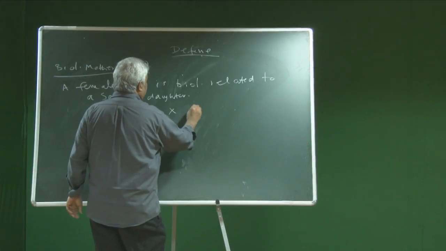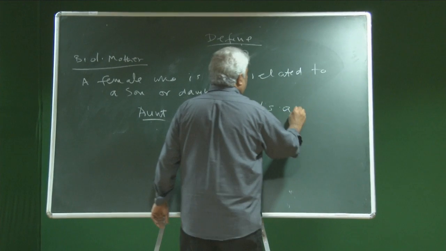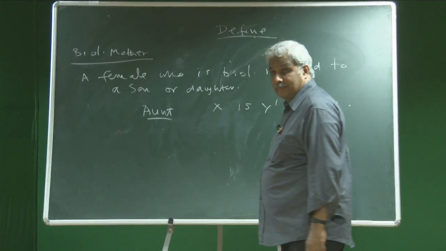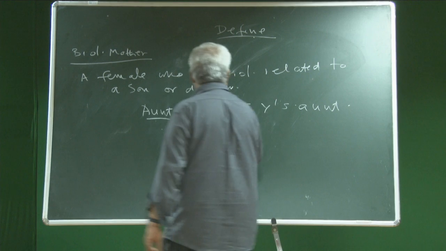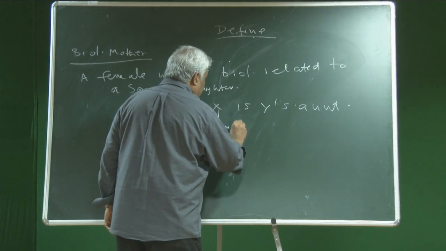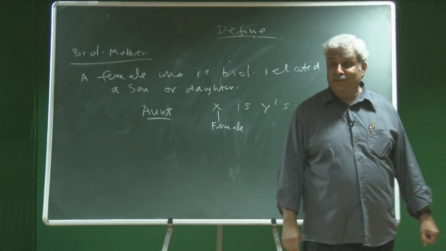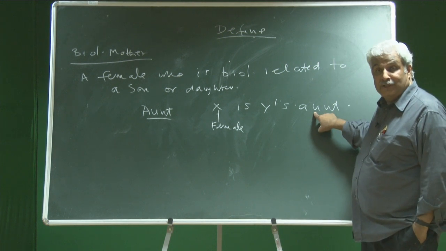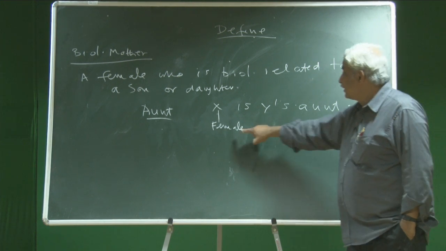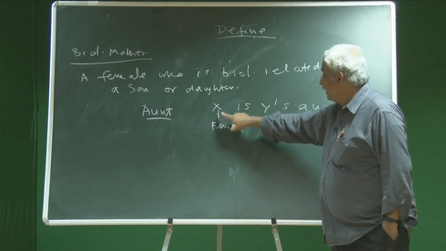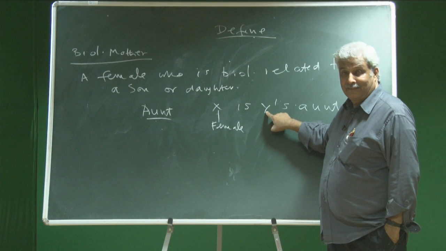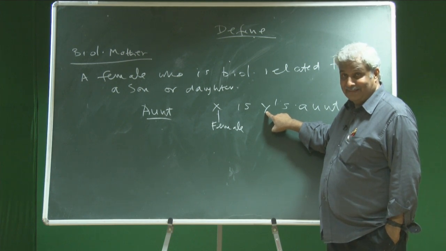So let me say this. Suppose you say X is Y's aunt. Now let us ask the question: X is a female, and X is related to Y. Is X related to Y? Yes. Is X a female? Yes. Is this definition satisfied? Yes. Is X the mother of Y? No. You see the problem?